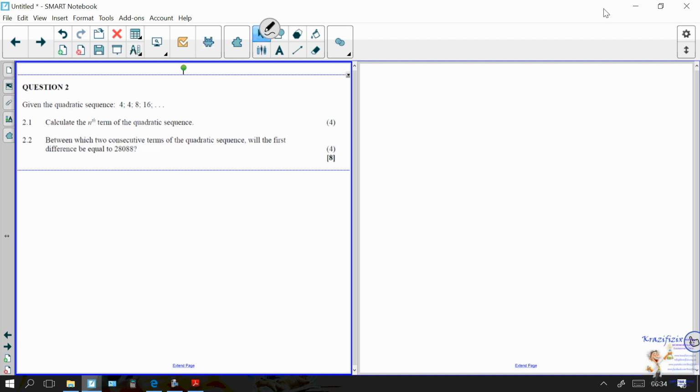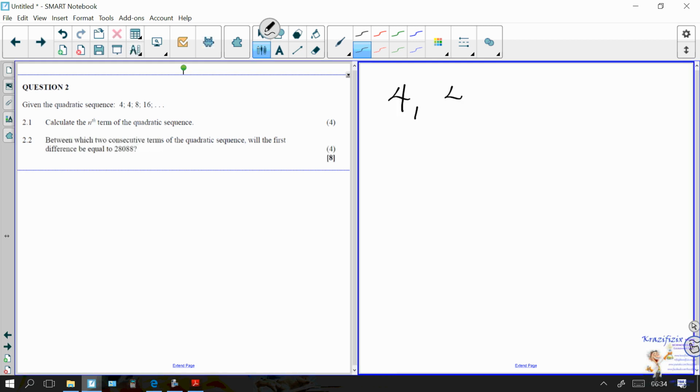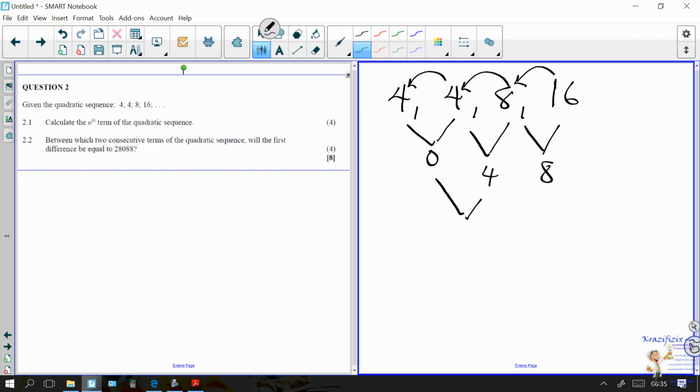Okay. Given the quadratic sequence 4, 4, 8, 16. Once you hear the word quadratic, please quickly remember that you're dealing with first difference and second difference. Calculate the nth term. What do we need? First difference. Our first difference, 4 minus 4 is 0. This minus this. 8 minus 4 would give me 4. 16 minus 8 would give me 8. Then second difference, 4 minus 0 would give me 4.